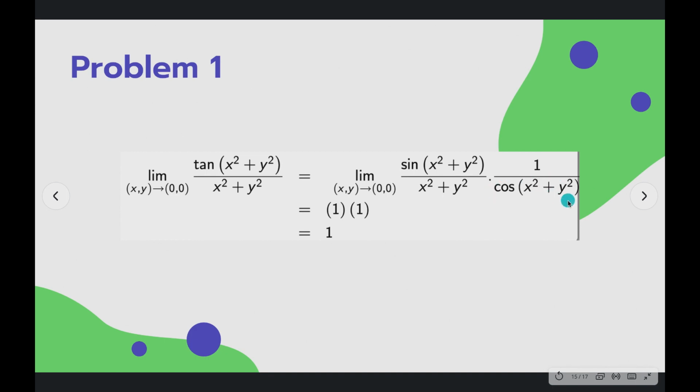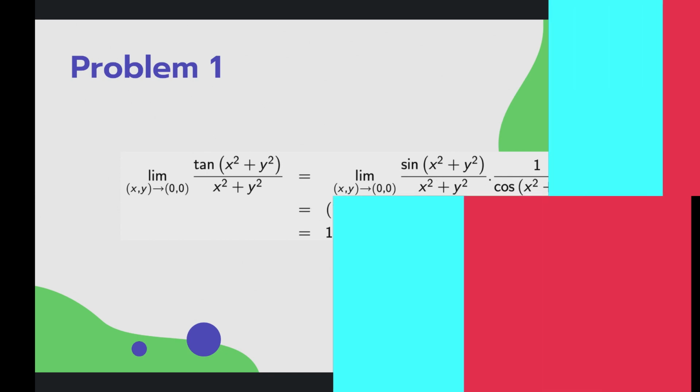So we now know that as (x, y) approaches (0, 0), we can substitute 0 for x and y. For the part sin(x² + y²), this would become sin 0 divided by x² + y², which will also be 0. But we have also learned that the limit as x approaches 0 of sin x over x is equal to 1, times 1 over cos(x² + y²). Now we substitute 0 for x and y. So we have cosine of 0, which is 1, and 1 times 1 is equal to 1.